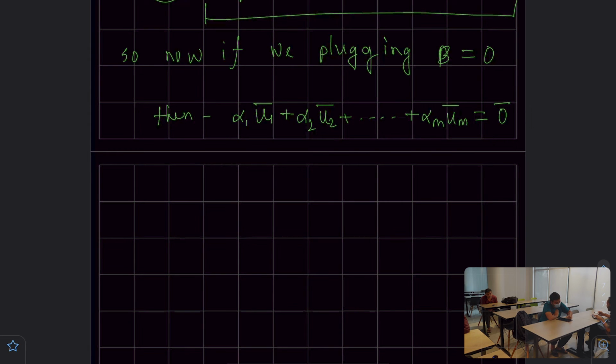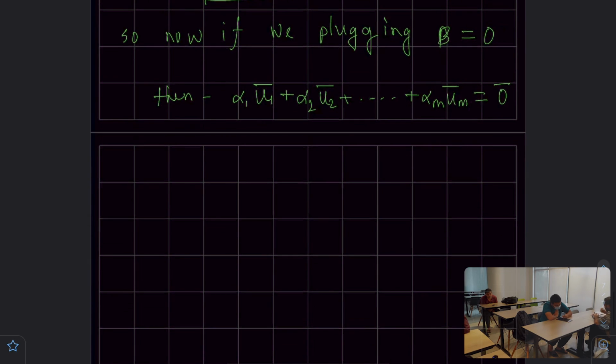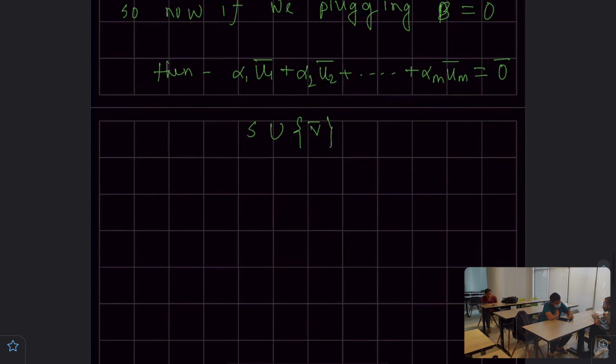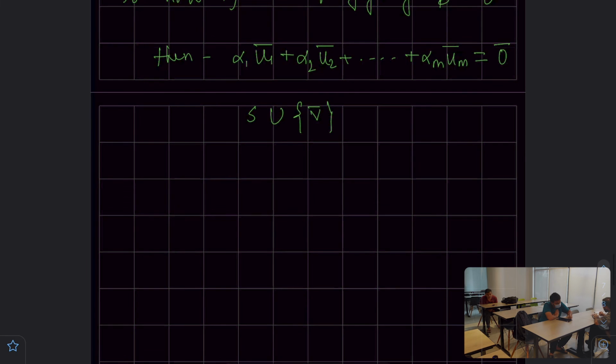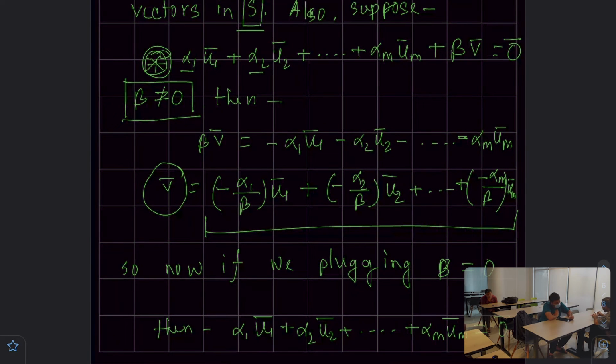But since this set S is linearly independent, that means for every alpha 1, alpha 2, alpha m, these are all 0. So that means if I take the set S union V vector, then the linear combination of this set equals 0 only possible when alpha 1, alpha 2, alpha m and beta equal 0, right?